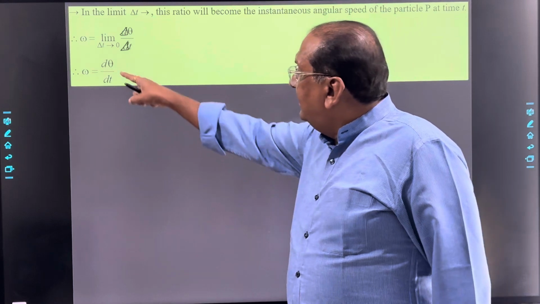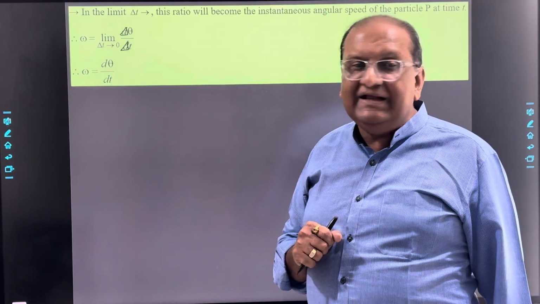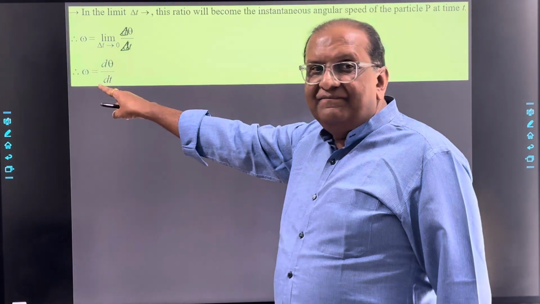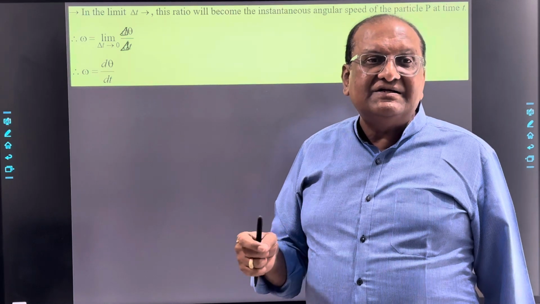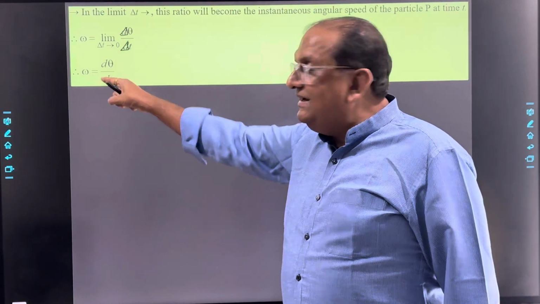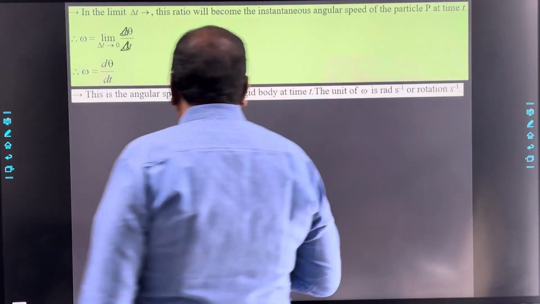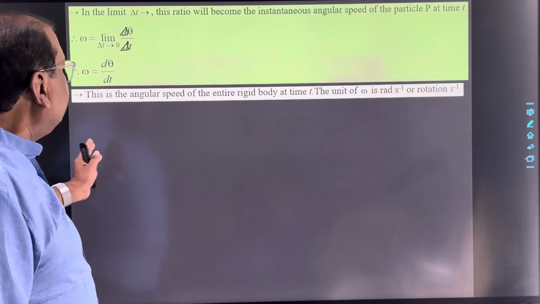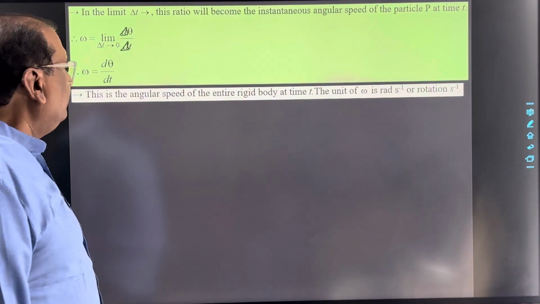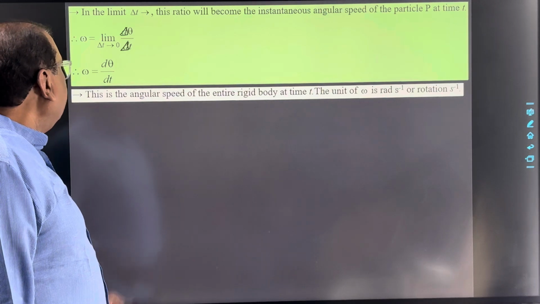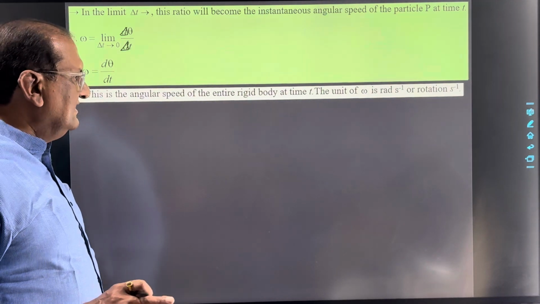The differentiation of position with respect to time, dr by dt, gives you linear speed. Here the differentiation of angular displacement with respect to time t gives you angular speed. Okay. Now here the unit will be radian per second or rotation per second. Clear? And this is the angular speed of the entire body, that we already discussed.